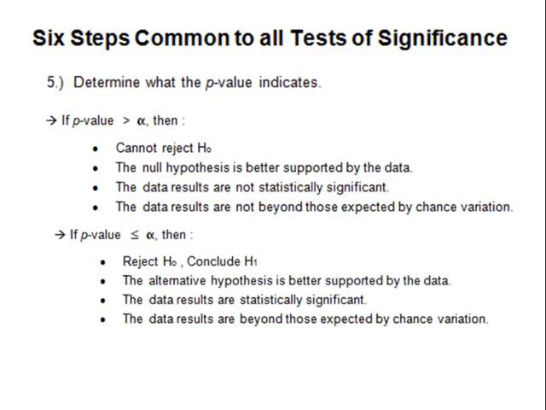If the p-value is less than or equal to alpha, then we reject the null and conclude the alternative. The alternative is better supported by the sample data. The data results are statistically significant. The data results are beyond those expected by chance variation. So the p-value determines the outcome of the significance test. Number 6, state the conclusion in clear English.